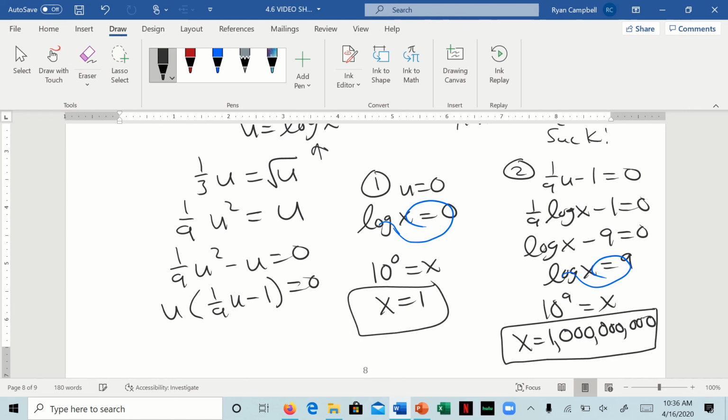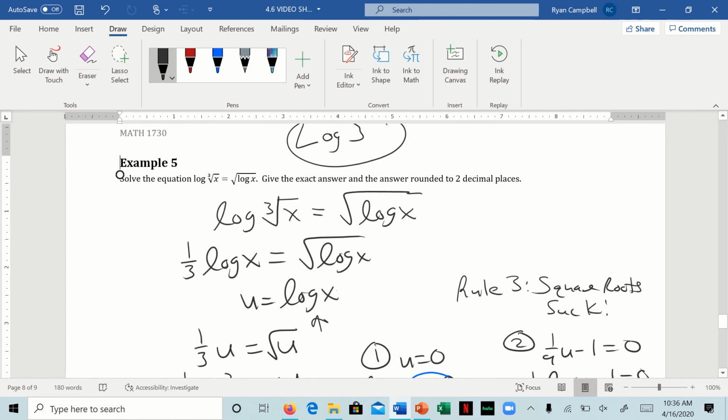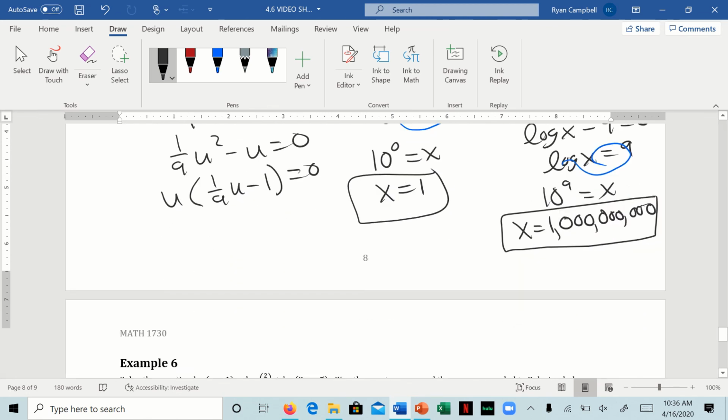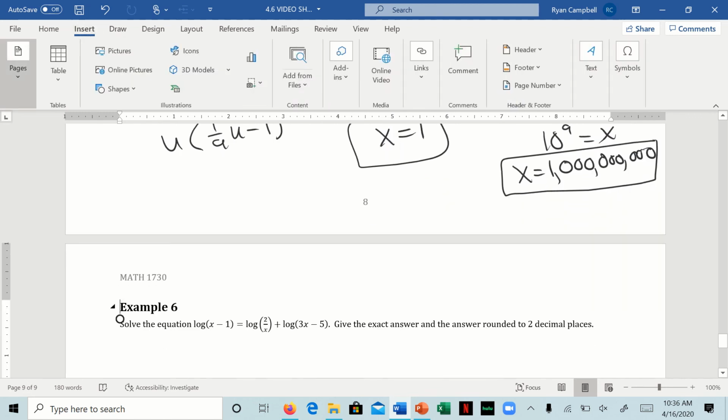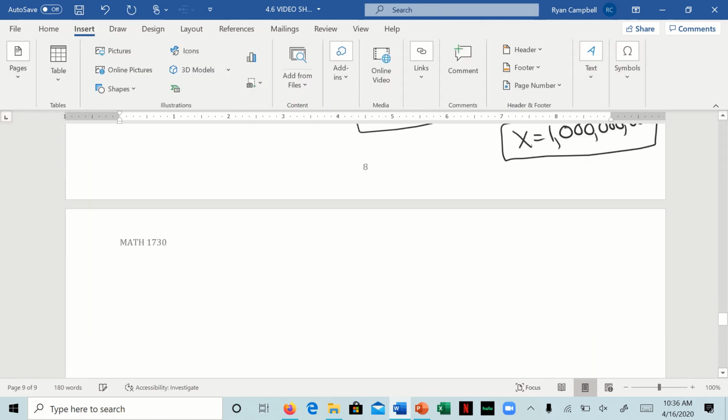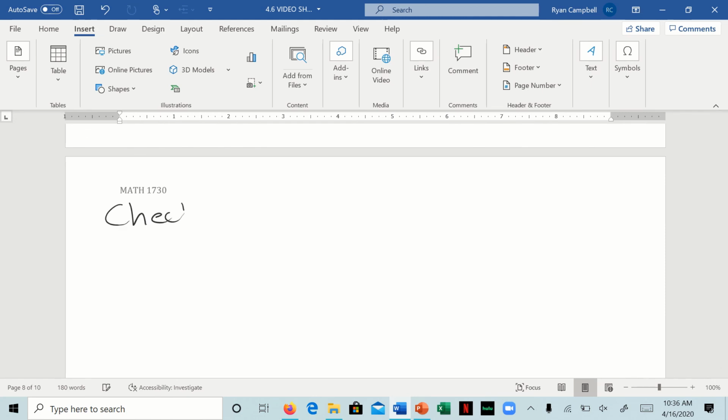Do we have to check ourselves? Yes, because we started with logarithms, right? So we are taking the log of two different things, the cube root of x and x. So that's what we have to check ourselves with. So let's give a little more space so we can check. So we got to check for the cube root of x and for just x.